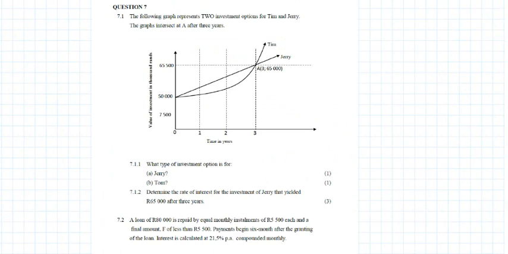Okay, anything different here? Now we are given the lines, a straight line and an exponential line. So what's happening here? The straight line is simple interest, we can say. The exponential one is compound interest. That's the first question, investment option. Then determine the rate of interest of Jerry. Jerry was the straight line, so in a simple interest condition, find the rate.